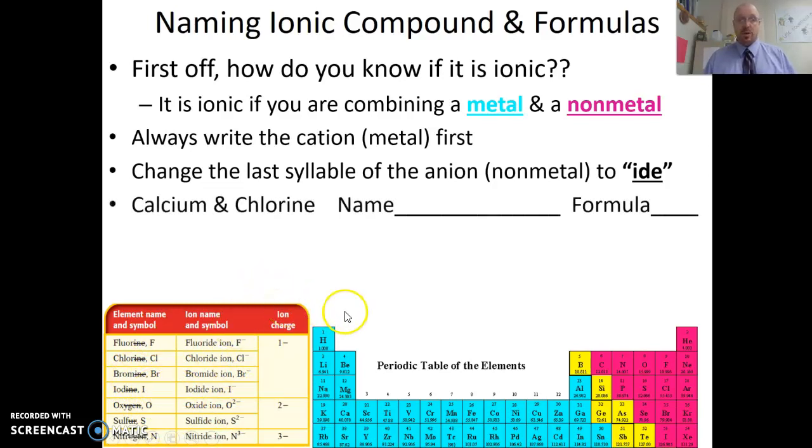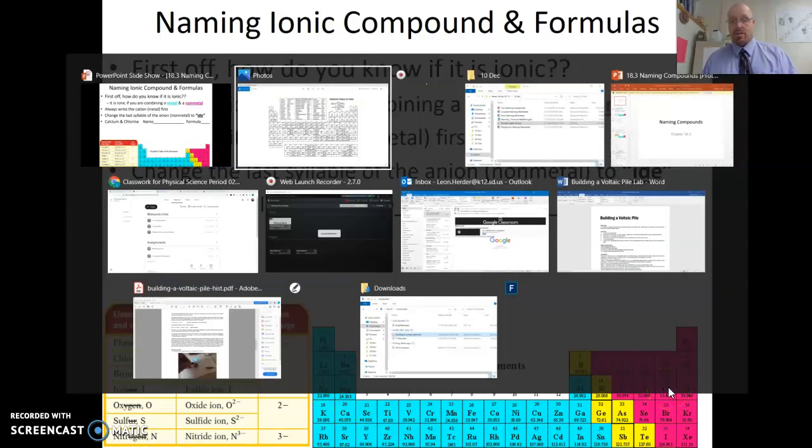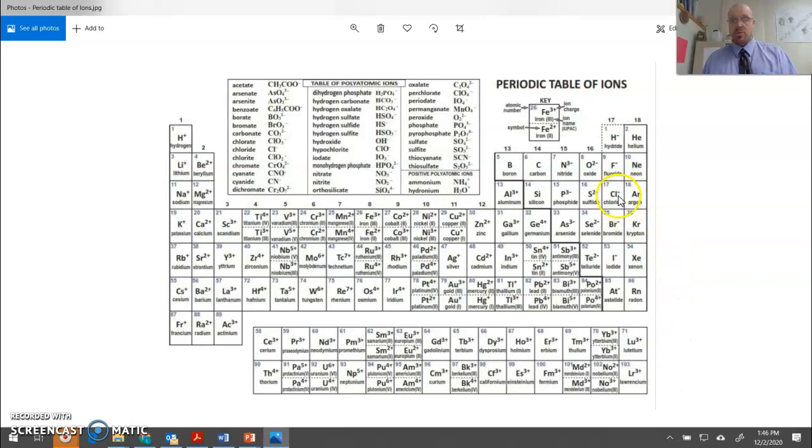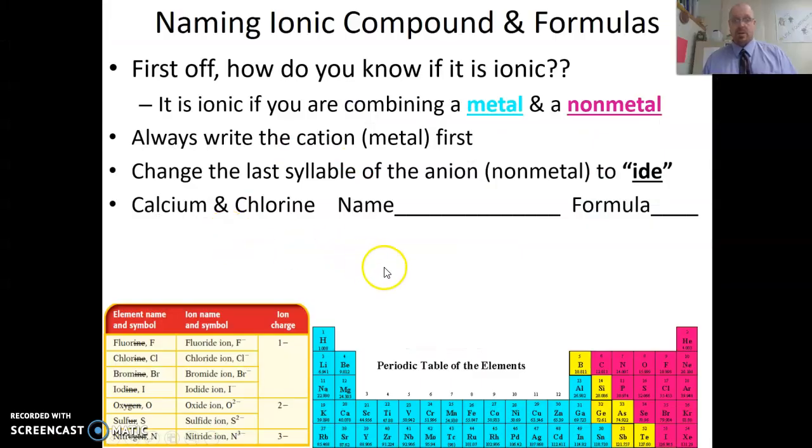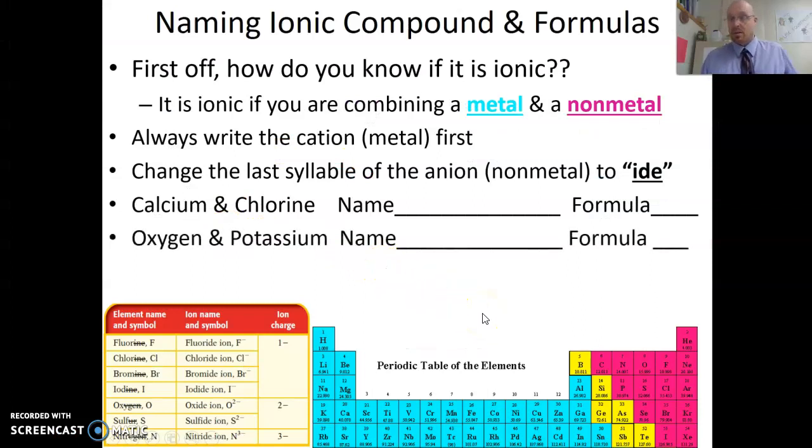So practice a little bit. We have calcium and chlorine. Well, we're going to look and see calcium is our metal. It's right here. And chlorine is our nonmetal, so it's calcium chloride. In the formula, we'll check to see calcium. If you remember, the second column is a +2, and chlorine over here, I believe, is -1. Yep, so we need 2 chlorine atoms and 1 calcium atom. So the formula would be CaCl2.